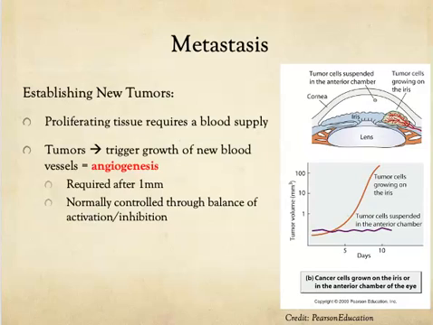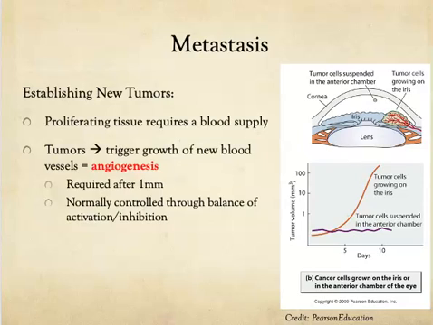Tumors are capable of triggering angiogenesis if they have the right set of traits, if they have mutated to the point where they can do something that normal, healthy, mature cells can't do, which is stimulate the growth of new blood vessels.